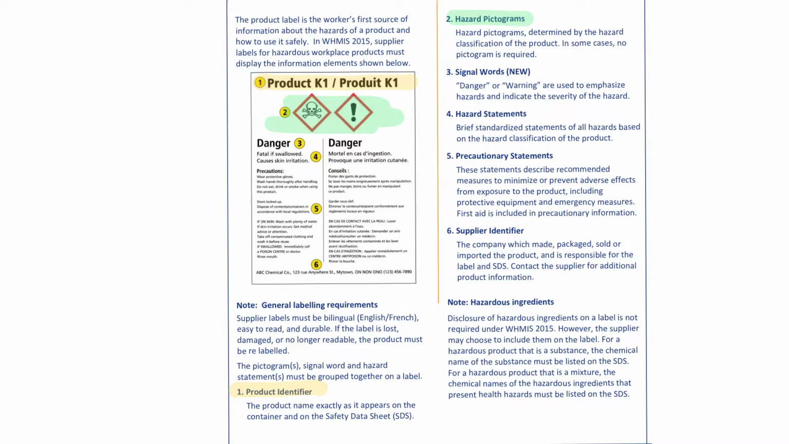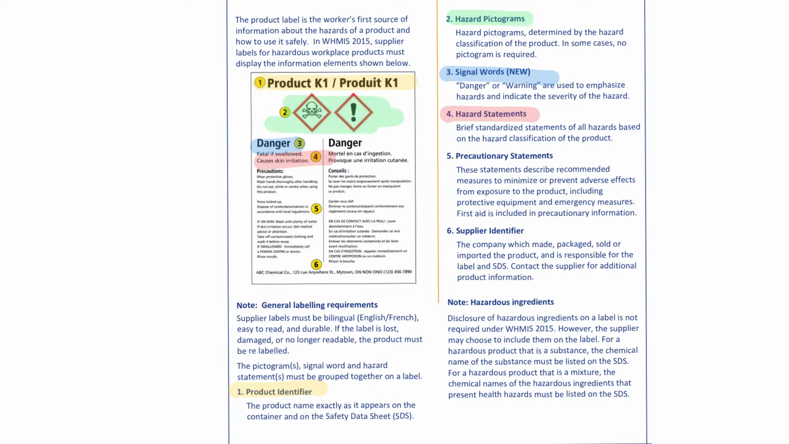The third part here are the signal words. So that's this danger here. So it could be danger or warning. It's to draw your eye to that area, and so that when you read the words underneath it that go with the hazard statements, it tells you why the chemical is dangerous, right? So you can see here on this label, it's fatal if swallowed and causes skin irritation. So those are things to know when you're handling that chemical.